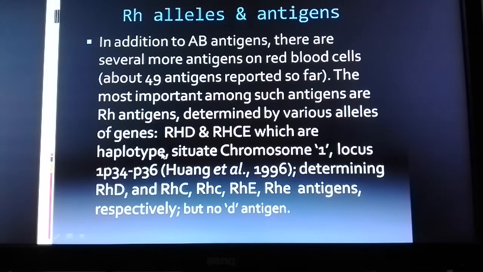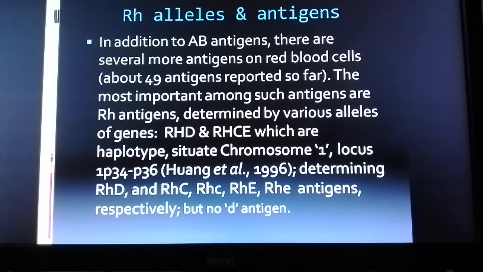These genes are located on chromosome number 1 in humans, at locus 1p34-36. Already we told the meaning of this: first chromosome, short arm portion, and the numbers 34-36 indicating staining bands.